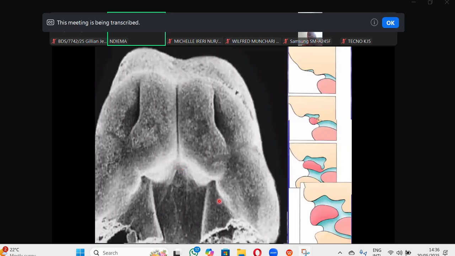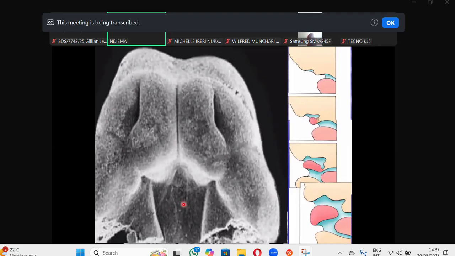If the maxillary process prominence, the palatal shelves, do not grow adequately towards the midline and also fuse, then we will also have a cleft in the hard palate, part of the hard palate. So we can have a cleft palate, we can have a cleft lip and a cleft palate. So that's part of the problems that we might have.